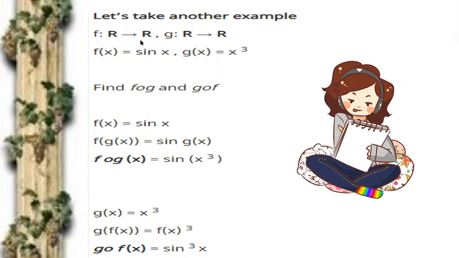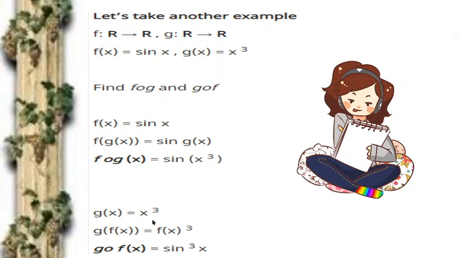Function f is defined from R to R, g is also defined from R to R, f(x) is sin x and g(x) is x cube. We have to find fog and gof. f(x) is sin x, fog means f of g(x). It means in place of x we have to write g(x). It means sine of g(x). And what is the g(x) function? g(x) is x cube. So sine of x cube. This is fog(x).